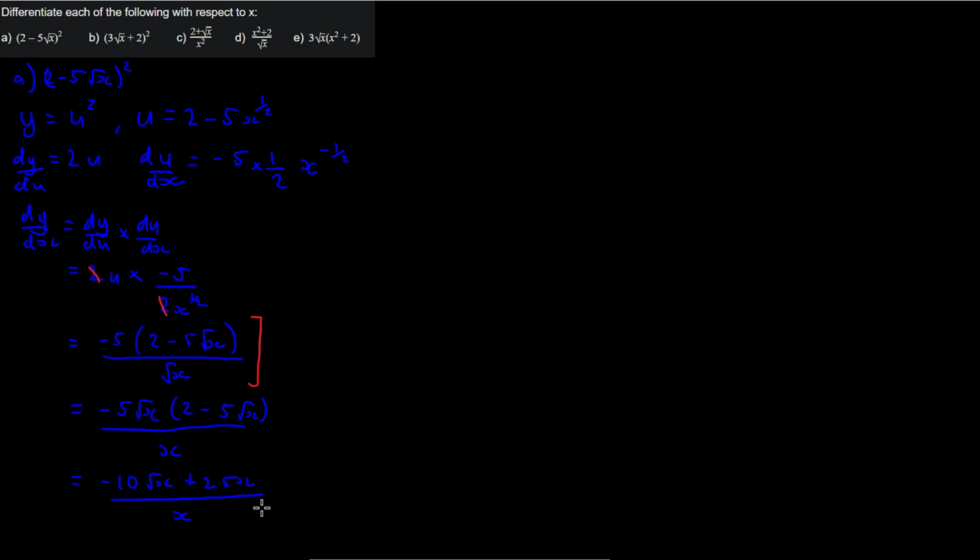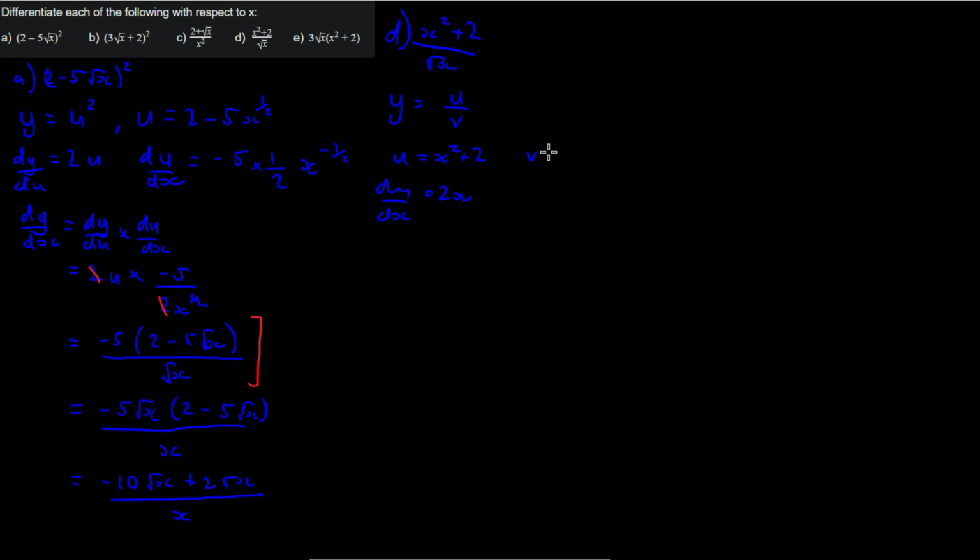So this was a chain rule example. Let's look at a quotient rule. Now both of these have got a square root of x. That's fantastic. Let's try D. We've got x squared plus 2 all over root x. So this we can recognize as a quotient rule. We've got a function of x over a function of x. Well, u is just x squared plus 2. du dx is 2x. Very nice.